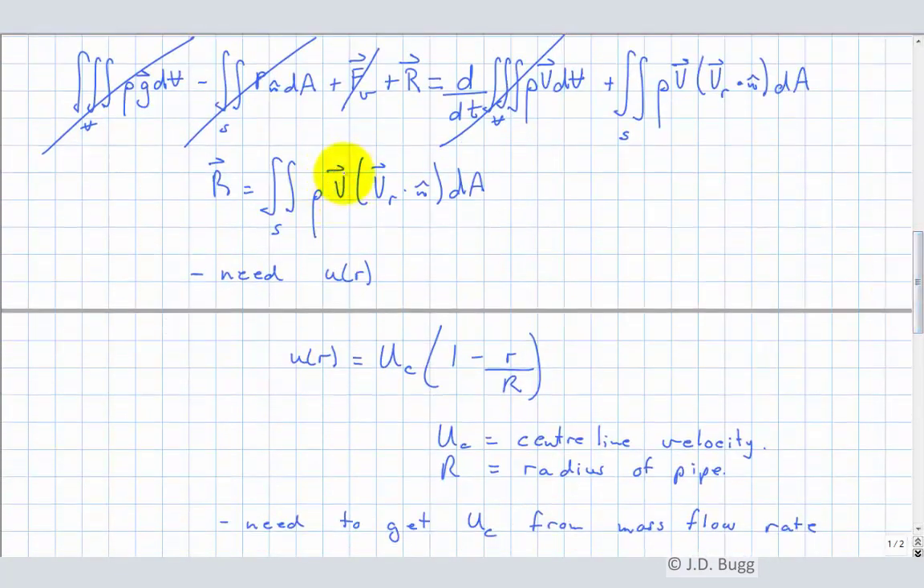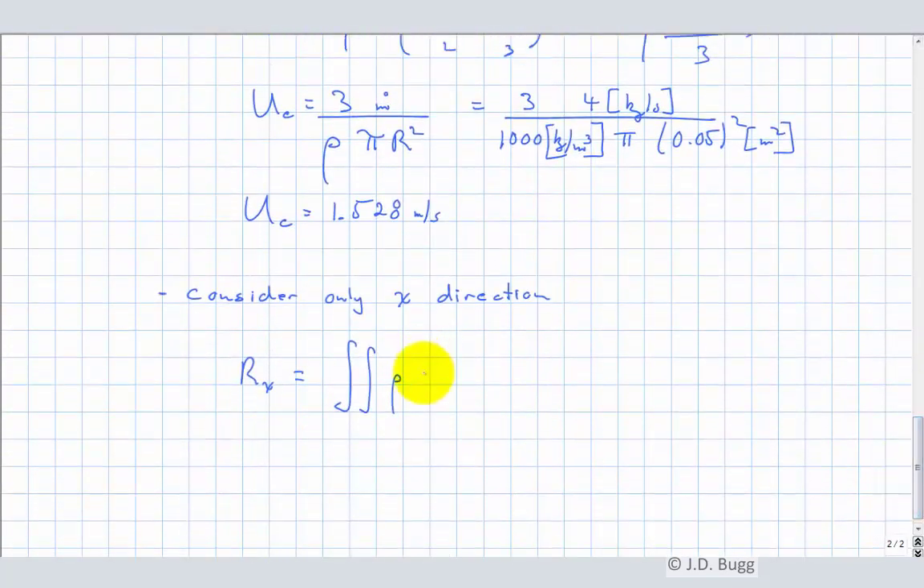So the velocity in this equation is just that in the x direction, and V dot N, as we found out when we looked at conservation of mass, is minus that. So when we write this down here, we take our velocity profile, which is centerline velocity times (1 minus r over R), and that's squared. And there's a negative out front of here because of the V dot N. And then our element of area is r dr d theta, and so the limits are 0 to R and 0 to 2 pi.